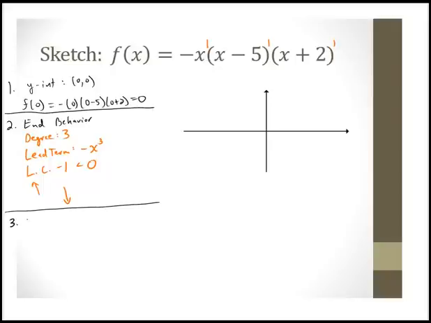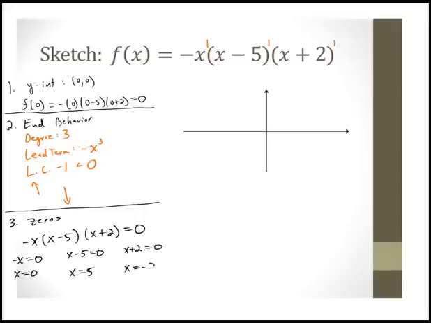Let's find the x-intercepts, the zeros. Setting the function equal to 0. I have negative x times (x minus 5) times (x plus 2) equal to 0. That implies that negative x equals 0, which implies x equals 0. x minus 5 equals 0, which implies x equals 5. And x plus 2 equals 0, which implies that x equals -2. So I have 3 x-intercepts at the origin, at -2, and at 5.